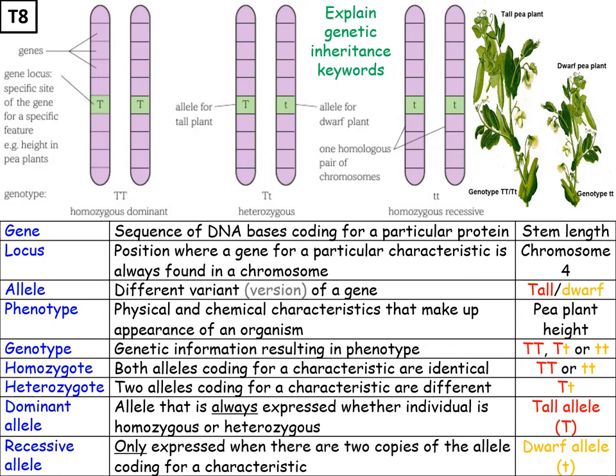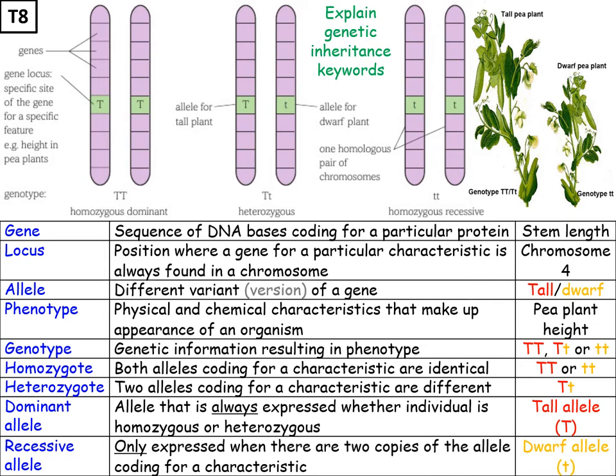Dominant alleles are the alleles that are always expressed, whether the individual is homozygous or heterozygous. So in this case, the tall allele is dominant. We write that as a capital T. They're the ones that are always expressed as long as one of them is present.